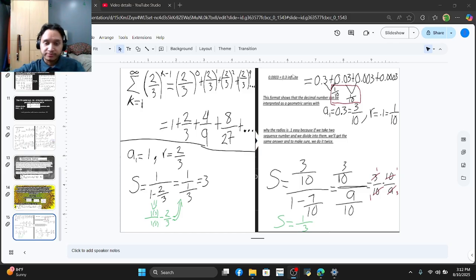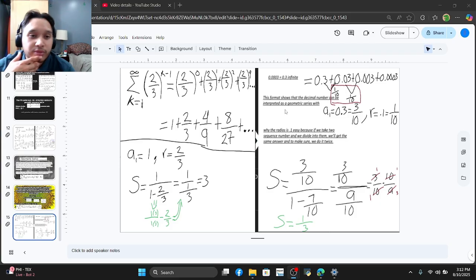Let's go to the next one. So the other one says that we have 0.003. Now all of those numbers are equal to 0.3. This formula shows that the decimal number can be interpreted as a geometric series.